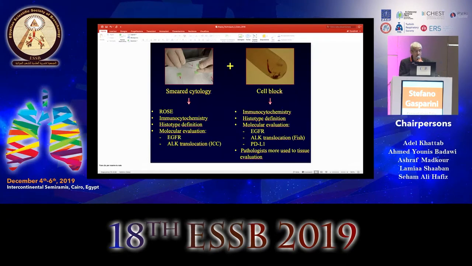The smeared cytology has several advantages. You can do rapid on-site evaluation. You can do immunocytochemistry, P40 and TTF1. You can define the histotype. You can do molecular evaluation for EGFR and ALK translocation. The cell block has other advantages because it allows you to better define the PDL1. And there are also pathologists who are more used to working on cell block, on histology, in comparison to smeared cytology.